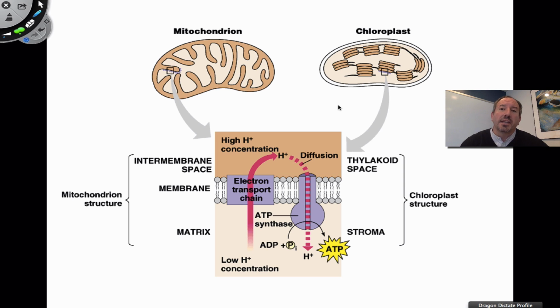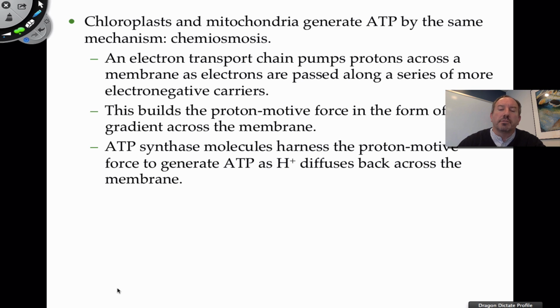Isn't that fascinating? Because sometimes people think that respiration and photosynthesis are completely opposed to one another, when in fact they're employing the same electron transport chain in order to create a proton gradient, which then allows them to produce ATP. So that's pretty awesome. I think it's powerful. So the chloroplasts and the mitochondria both generate ATP by the same mechanism, chemiosmosis.